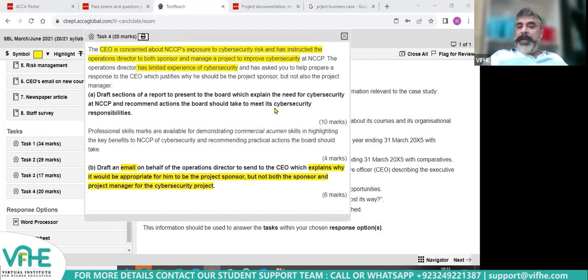Yeah, he will not be able to do the project manager role because that requires technical expertise about the subject, which he doesn't have. So he will not be able to execute the project. Just be simple. Forget about bad decision making. He will not be able to execute the project because he doesn't have the technical expertise. Khalas.